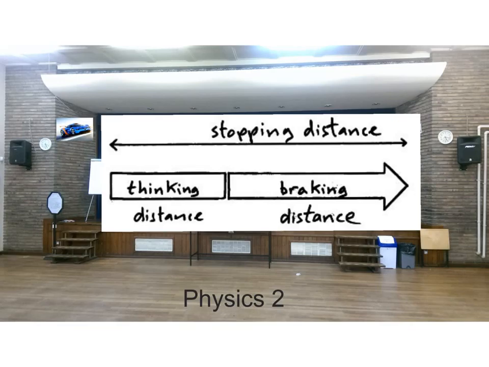Friction and air resistance oppose the driving force of a car. The stopping distance of a car depends on the thinking distance and the braking distance. High speed, poor weather conditions and poor maintenance all increase the braking distance. Poor reaction time and high speed both increase the thinking distance.